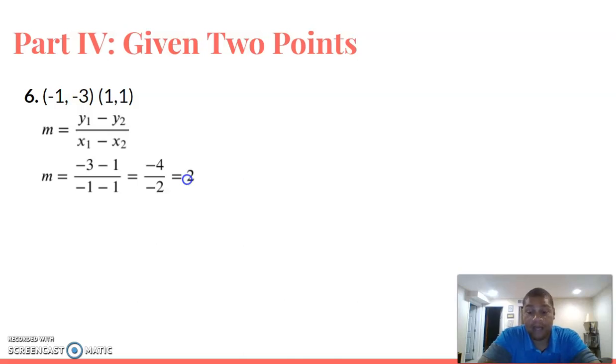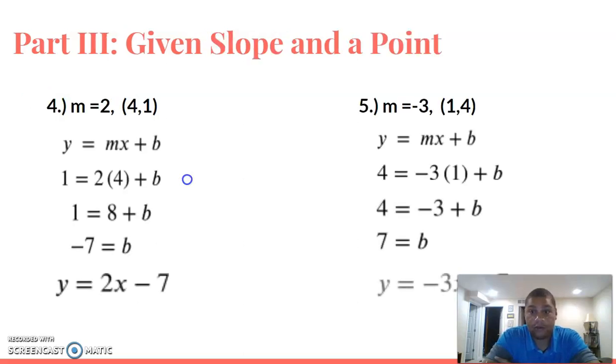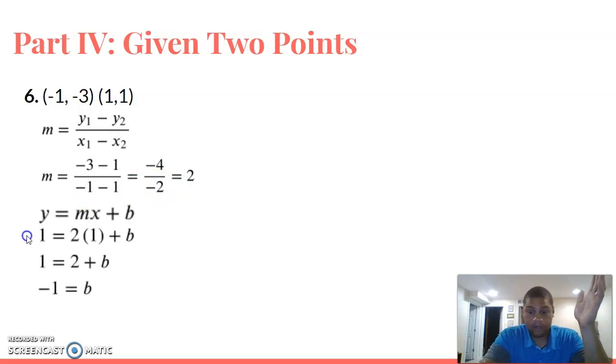Now, once we've got that done, we know the slope. Now we just need a point, right? Same thing we did over here, right? We had the slope and a point. Okay, now we can do that same thing here. Start with y equals mx plus b, plug in what we know. And here's where it gets to be a little fun, because you'll see here what I did. I plugged in the point 1, or sorry, 1, 1.